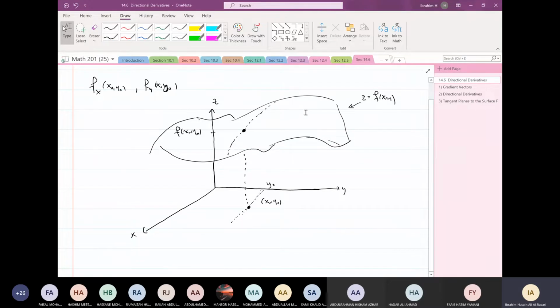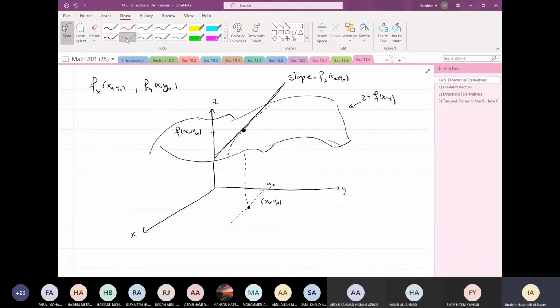And to this curve, there is a tangent at this point x0, y0. This is the tangent. What is the slope of the tangent? The slope equals f sub x at x0, y0. And this is the geometric meaning of f sub x. So this is the slope of a tangent line to a curve resulting from the points when you move along or parallel to the x-axis.